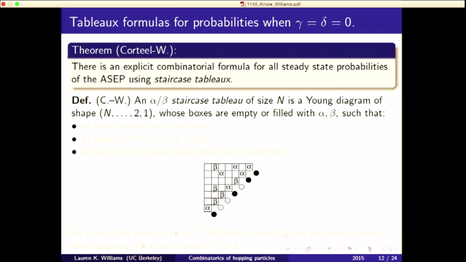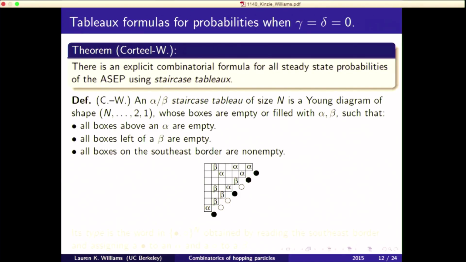I'm going to describe this first in the gamma equals delta equals 0 situation, just to make things simpler. An alpha beta staircase tableau of size n is a Young diagram of this staircase shape, whose boxes are either empty or filled with alpha or beta such that every box above an alpha is empty. There's an alpha here, so everything above it is empty. All boxes left of a beta are empty. The fact that there's a beta here means everything to its left is empty. Similarly there. And all boxes on the southeast border are non-empty.